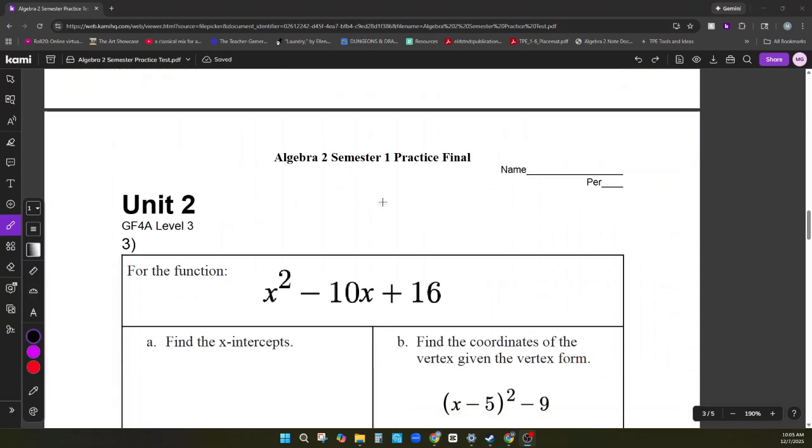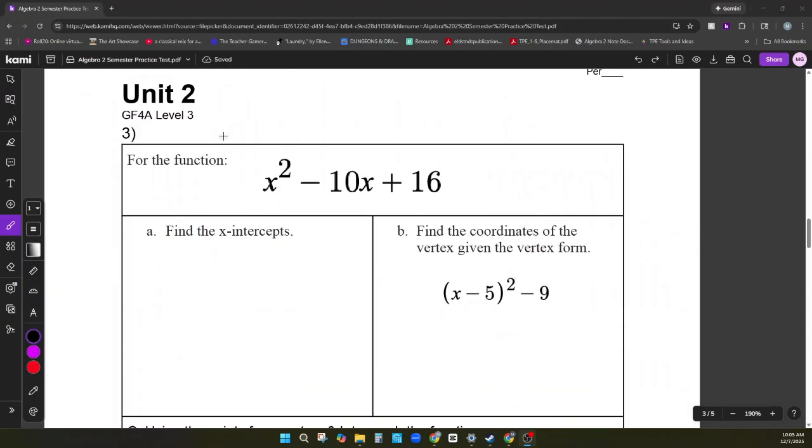Okay, moving on to Unit 2, number 3. So this one is getting away from our analytical part of Unit 1, and Unit 2 is going to be a little bit more hands-on, a little bit more computational. So it says for the function, and we're given a function, we're supposed to find the x-intercept and find the coordinates of the vertex form given.